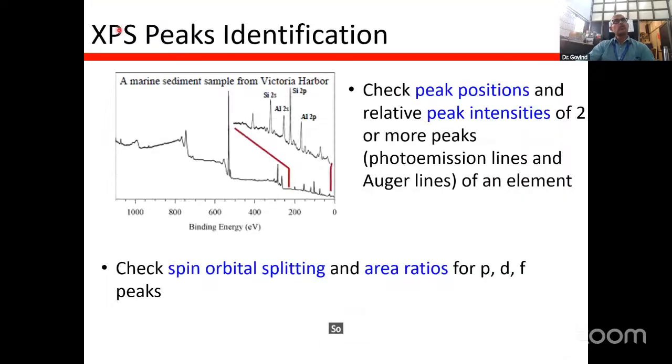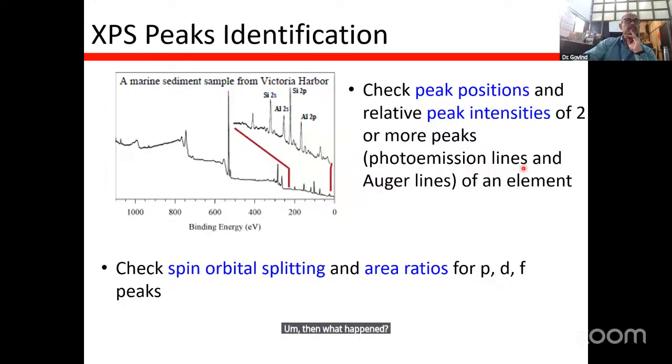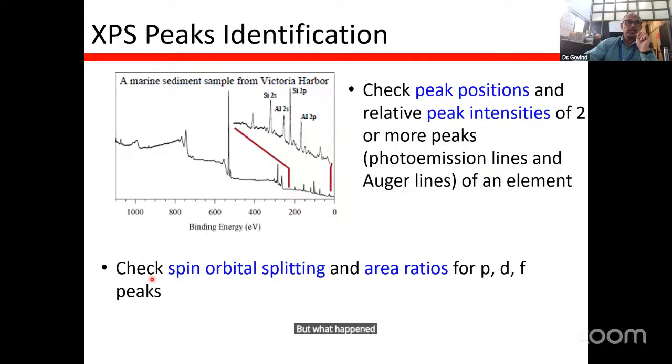So how do we identify those peaks? If you have any XPS plot, first of all, check your peak positions. 1, 2, 3, 4. How many peaks are there? You have to identify those peaks. Then there are photoemission lines, other lines of that particular element, that you have to eliminate. But most of the time you can also see there is spin orbital splitting.